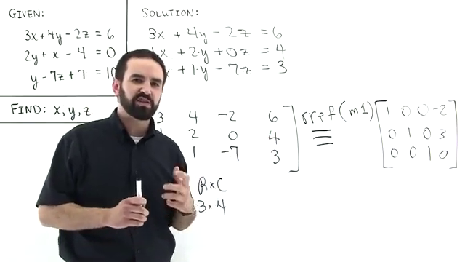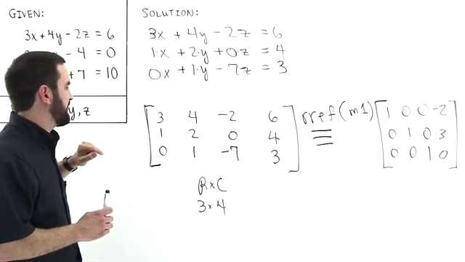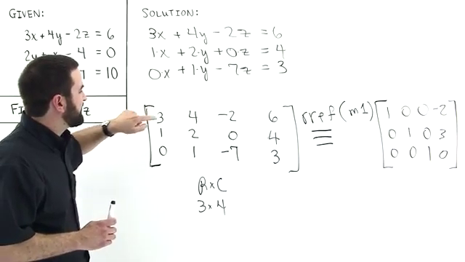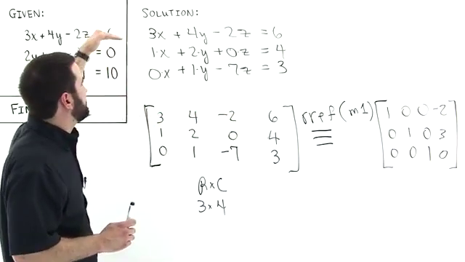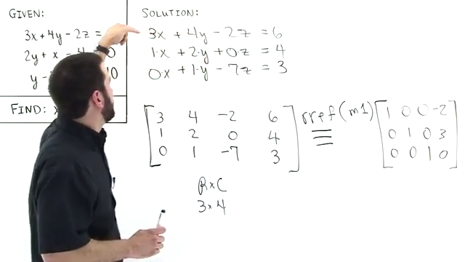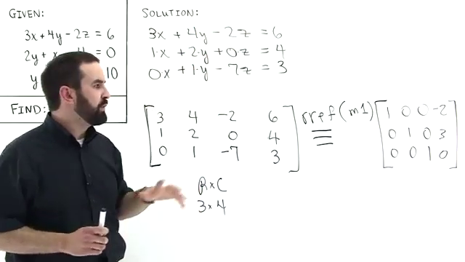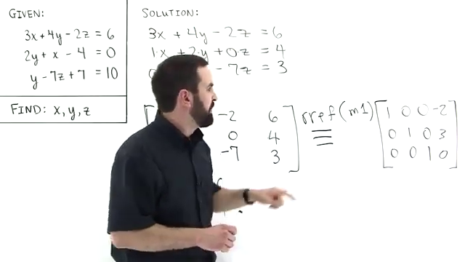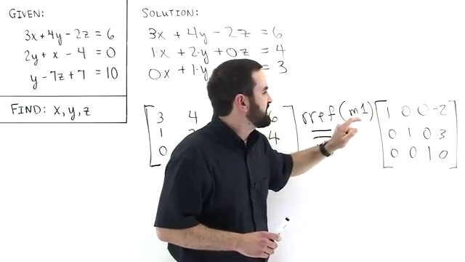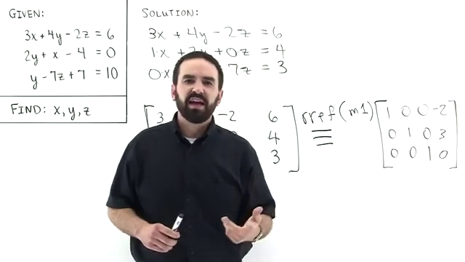And let's take a look at what this new matrix is telling us. The way that the matrix speaks to us is it says the following. Let's take a look at this first row of the original matrix. It says 3 times x plus 4 times y minus 2 times z equals 6. Well look, that's just this first row here. 3x plus 4y minus 2z equals 6. So the new matrix speaks to us in the same language, the same way. This one says 1 times x plus 0 times y plus 0 times z equals minus 2. So x equals minus 2.